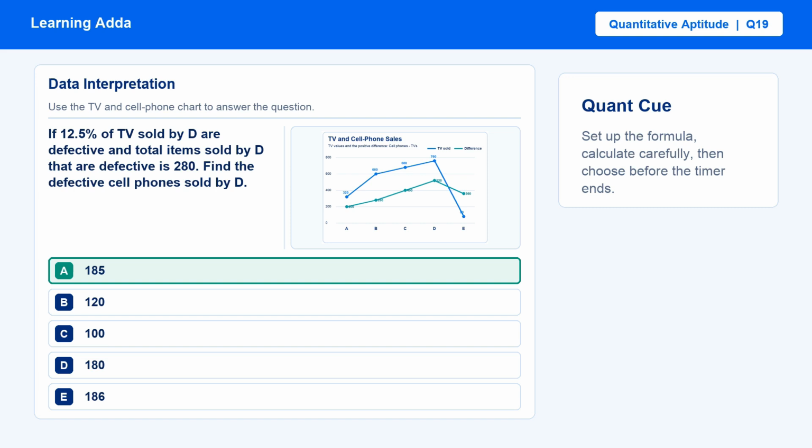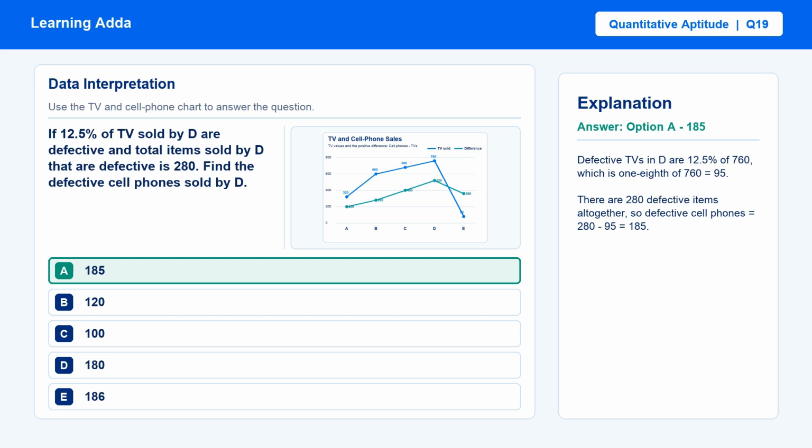The answer is option A, 185. Defective TVs in D are 12.5% of 760, which is 1/8 of 760, equal to 95. There are 280 defective items altogether, so defective cell phones is equal to 280 minus 95, which is equal to 185.